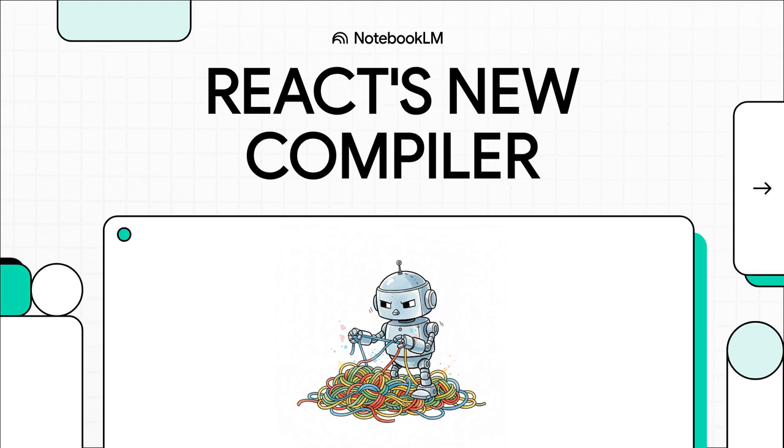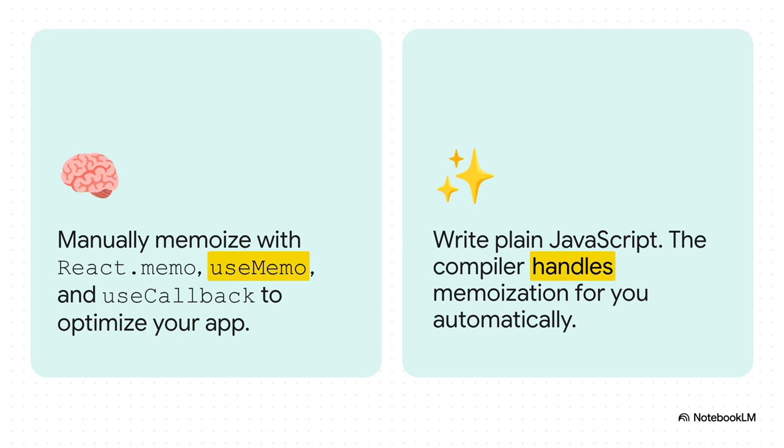Let's do this. The code on the left. It looks familiar, doesn't it? That tangled web of React memo, useCallback. It's what we do for performance, but man, it's a headache of boilerplate and potential bugs. Now, look at the code on the right. Just clean, simple, plain JavaScript. That's the dream, isn't it?